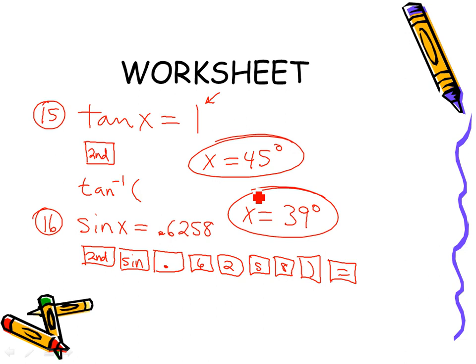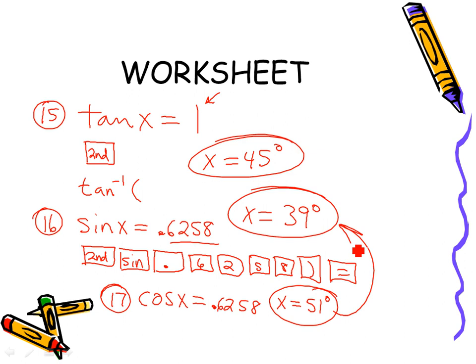Let's jump to number 17. Cosine of x equals 0.6258. So we hit second cosine 0.6258. Hopefully you realize that we just saw that number up here in the problem right before it. Hit equals, and it comes out 51.259. So we'll round it off to about 51 degrees.